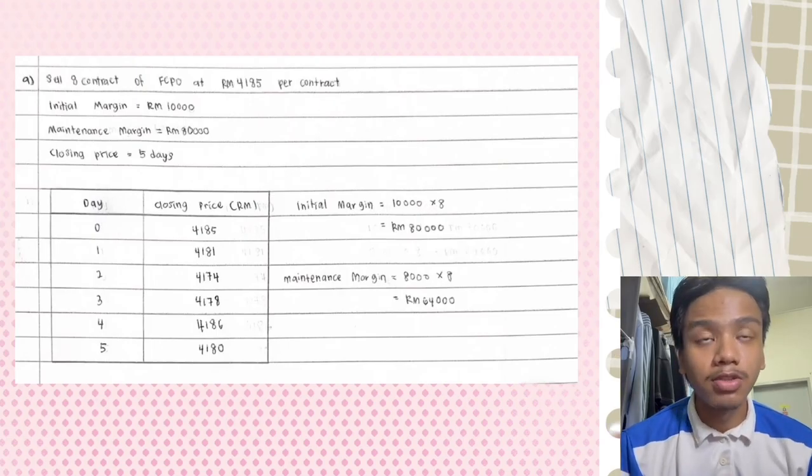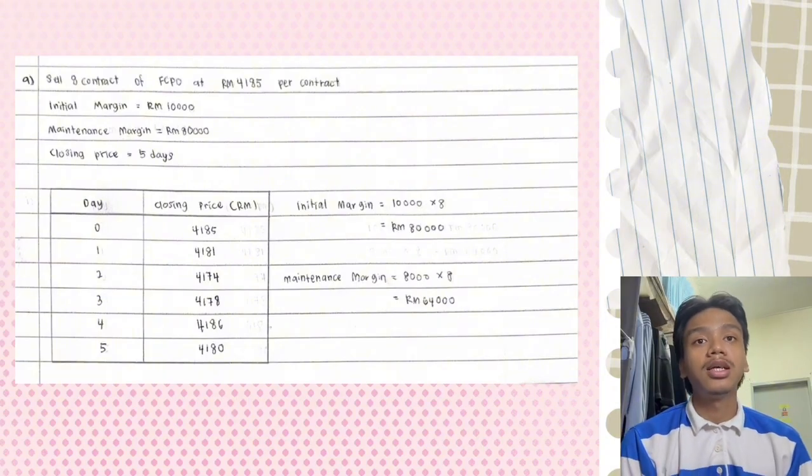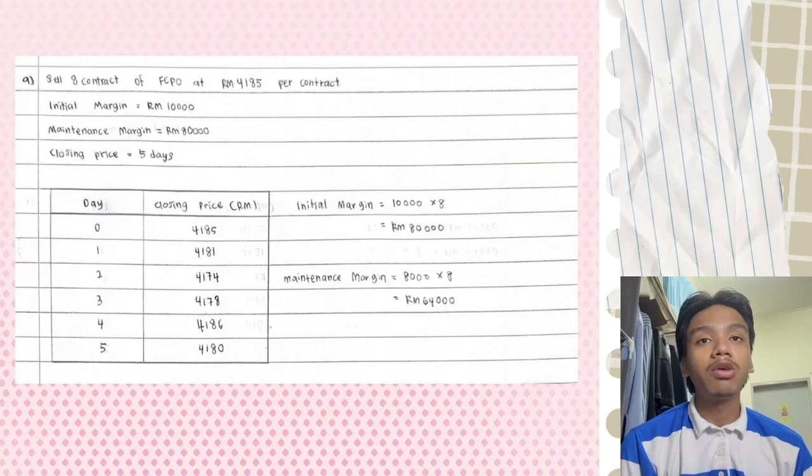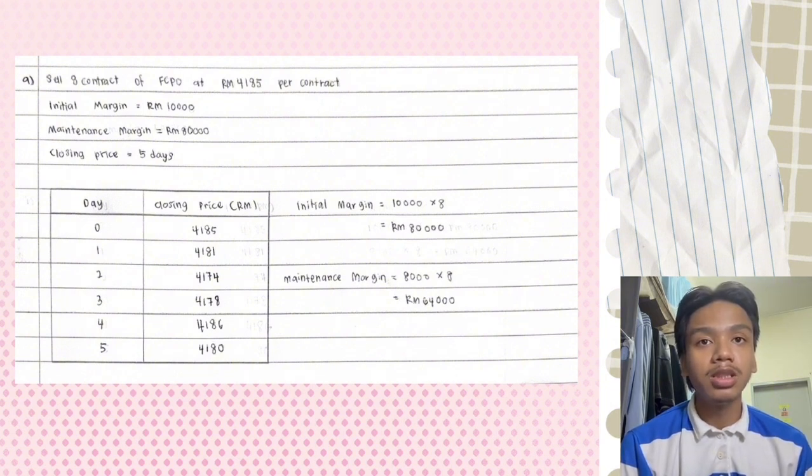Before we jump into the daily tracking, we need to calculate first our total financial boundaries. Because Mr. Ali is trading 8 contracts, we multiply the per contract requirement by 8. So the first one is total initial margin is 10,000 ringgit times 8, which is equal to 80,000 ringgit, and maintenance margin, the total is 8,000 ringgit times 8, we get 64,000 ringgit. And as long as Mr. Ali's account stays above 64,000 ringgit, he's safe. If it drops below that, he gets a margin call. Let's see how he fares over 5 days.